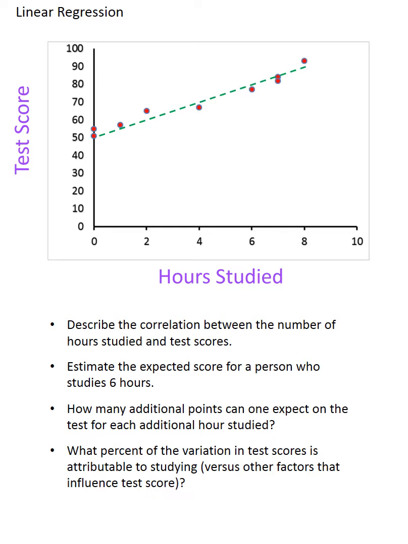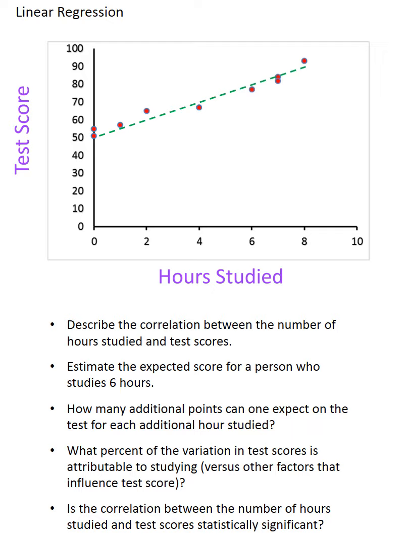Or, what percentage of the variation in test scores is attributable to studying as opposed to other factors that might influence somebody's test score? And we'll be able to answer questions like, is the correlation that we find between these two variables statistically significant enough to point out that it's worth noting?